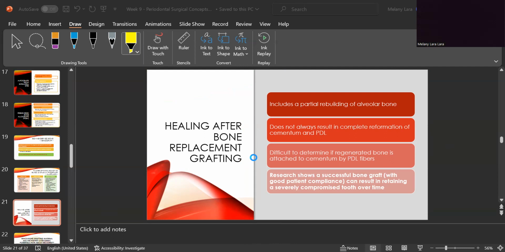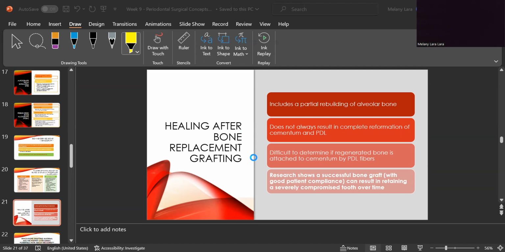But the thing with this is it's not going to result in complete reformation of cementum and PDL. In fact, they aren't even really able to determine if the PDL fibers actually embed into the new bone that's formed. And that's why this is one of those procedures that's not technically considered regenerative in and of itself, even though we're getting more bone growth in the area. We're not seeing cementum growth, and we're not getting the PDL fibers embedded to that bone. Okay, so even though the bone is there, it's going to act as support for the tooth. It's not actually embedding into the tooth. That makes sense?